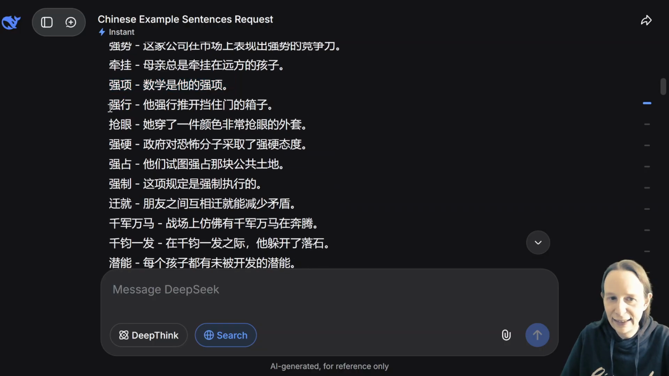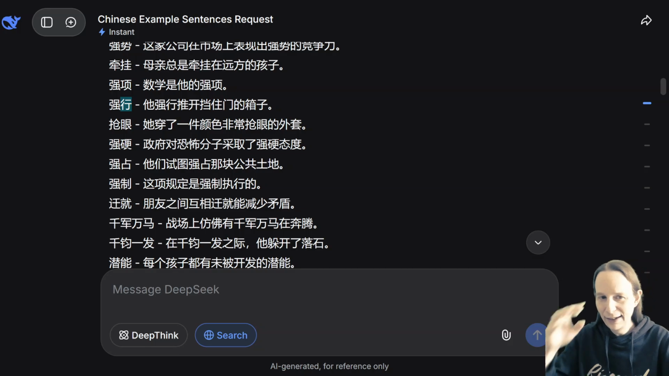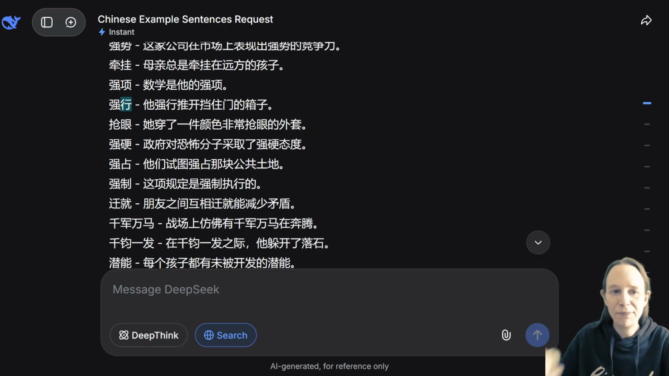Okay, 强行. Okay, so 行 can mean carry out something like 执行. So 强 could mean forcibly do something like this. Let's see. 强行推开挡住门的箱子.